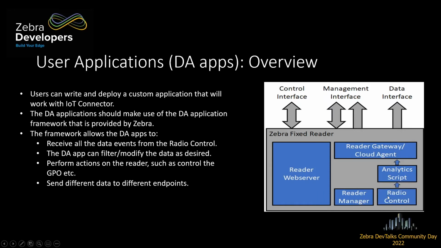The radio control will now start reading tags and send data to the analytics script first, and let the analytics script do whatever business logic is embedded in that script. And then the analytics script can send the data over to the reader gateway, and the reader gateway will send it out. So all the analytics script in this case needs to worry about is how you want to handle your data. If you want to reformat your data, you can do that. It doesn't need to worry about how to send the data out to any other endpoint.